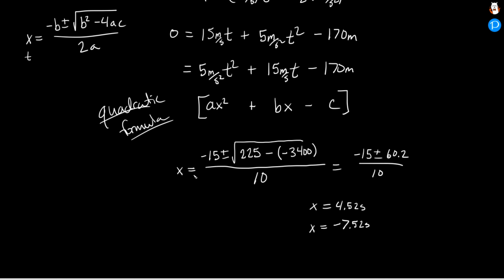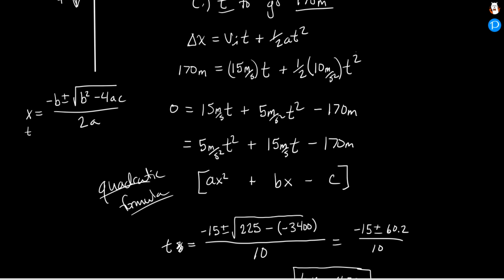So I should have really put t here instead of x, t. That would have made a little more sense for me to do. So now which one do I pick? I've got two answers here. Well, since we're solving for time, time can never be negative. If my time value ends up being negative, that means we're going back in time, and that, at least as far as I know, is impossible. So we know that this has to be the correct answer here, that the time that it's going to take is 4.52 seconds.